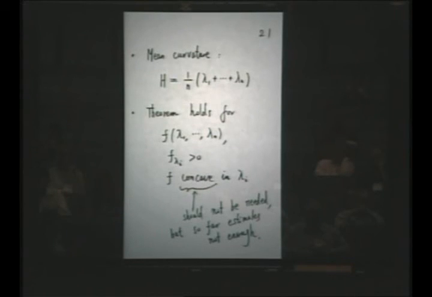And the result can work not only for mean curvature. Mean curvature is the average of the principal curvatures. It actually works for a general F, a symmetric function of the principal curvatures, with F lambda I positive, which means ellipticity. And we also assume F is concave in lambda I. This should not be needed, but so far we carry that for our estimates. That should be irrelevant. But okay, so I will stop here.